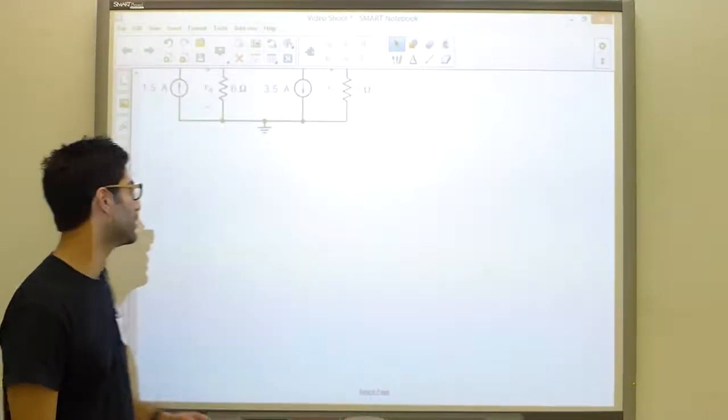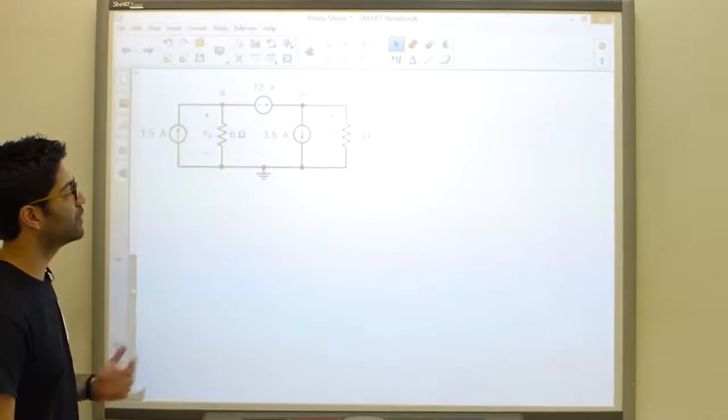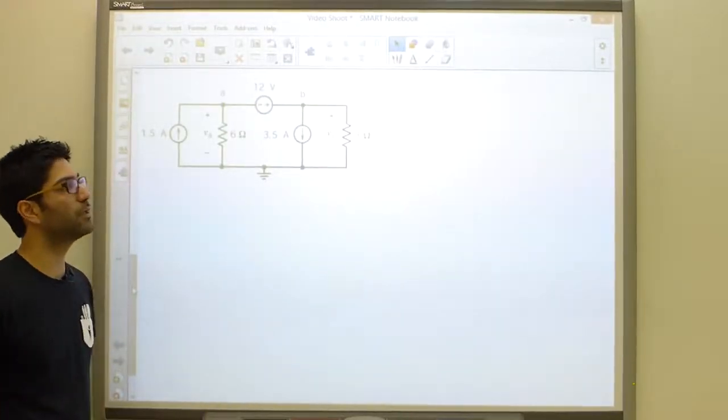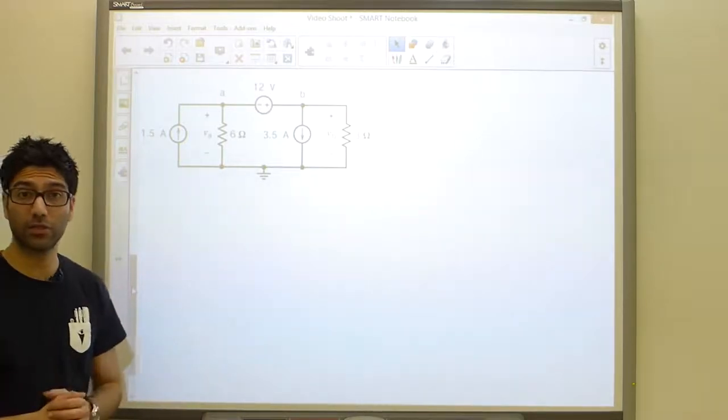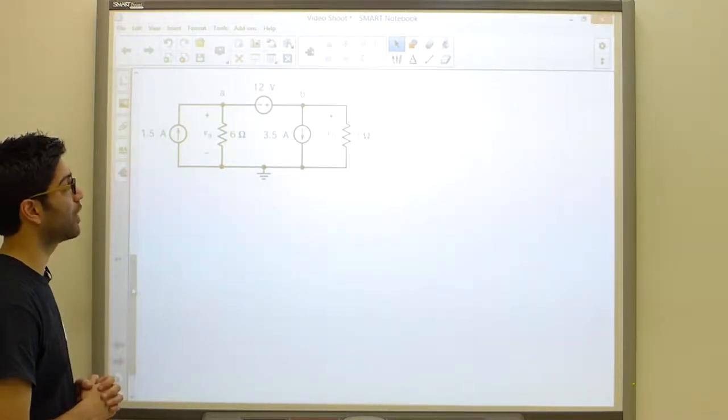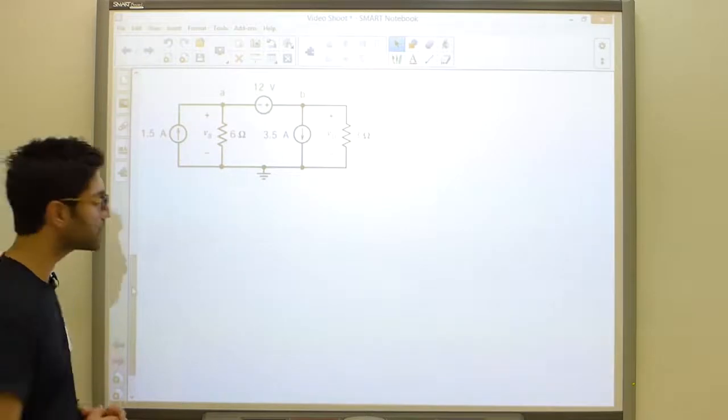And remember, we're going to do this two ways. The very first thing I'm going to do is solve this problem as if we didn't know anything about supernodes. And then I'll introduce you to the concept of the supernode next.